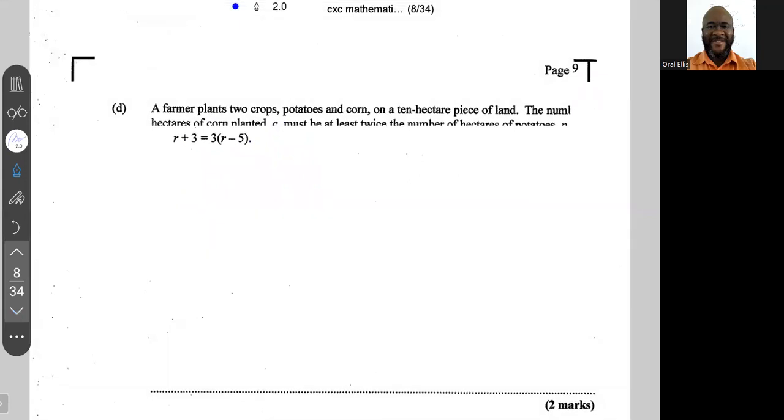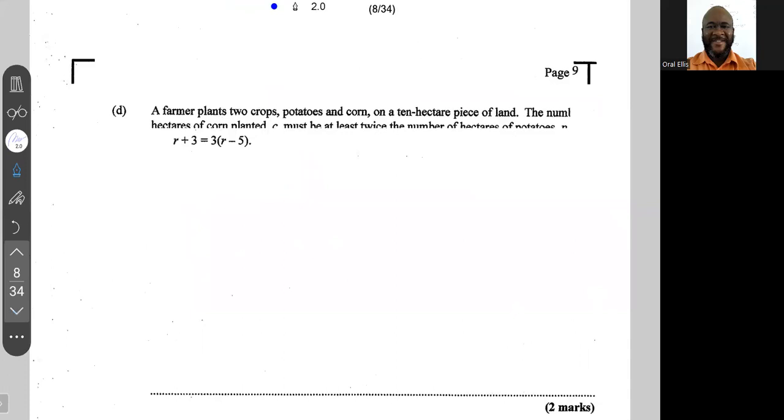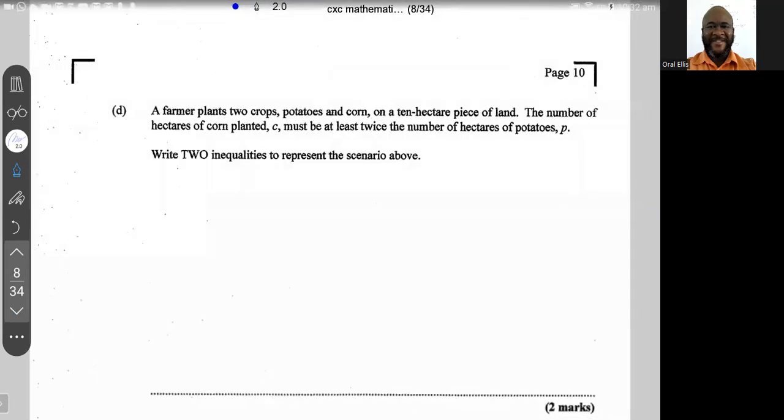So at the D part of the question, D says, a farmer plants 2 crops, potatoes and corn, on a 10-hectare piece of land. The number of hectares of corn planted, C, must be at least twice the number of hectares of potatoes, which is P. Write 2 inequalities to represent the scenario above.